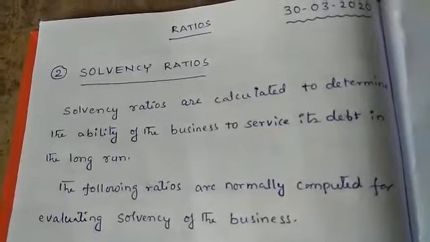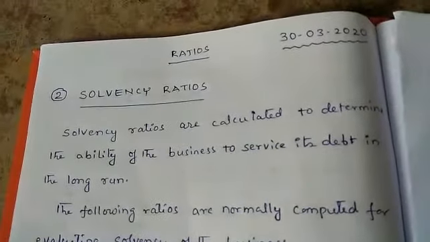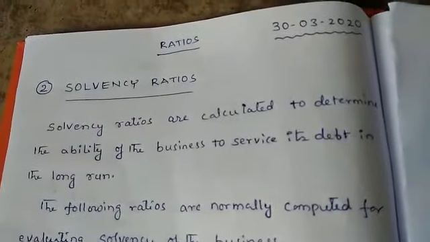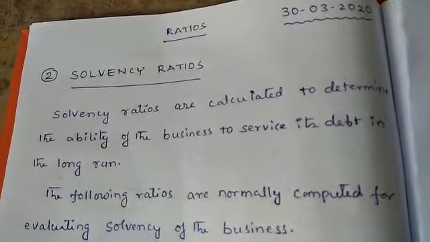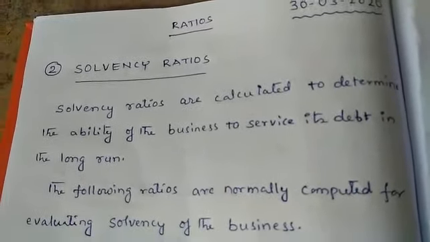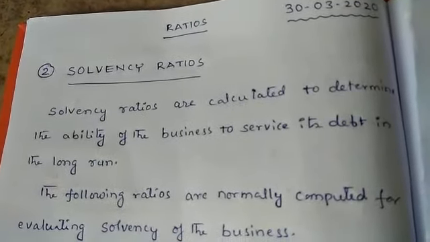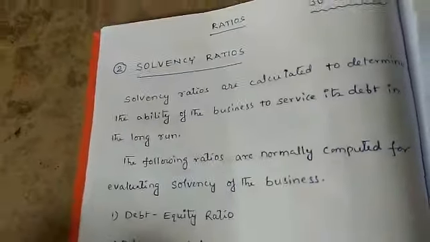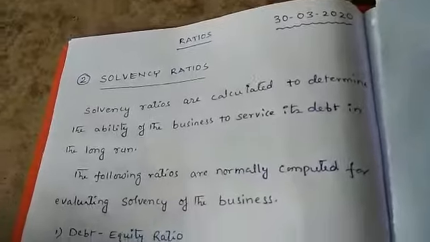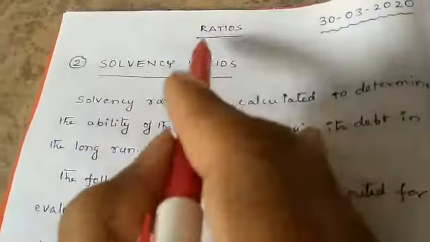In the ratio analysis chapter there are four ratios. One is the liquidity ratios, one is the solvency ratios, one is the profitability ratios, and the last one is the activity ratios. Liquidity ratios is finished. Now we are going to discuss the solvency ratios.